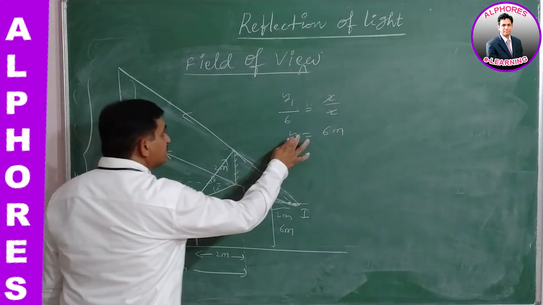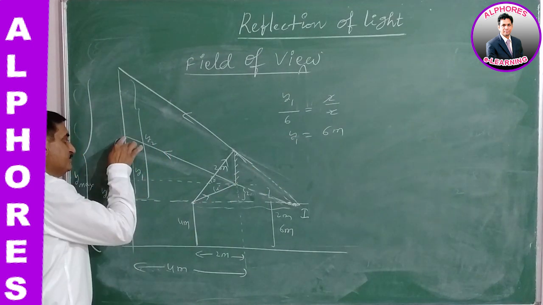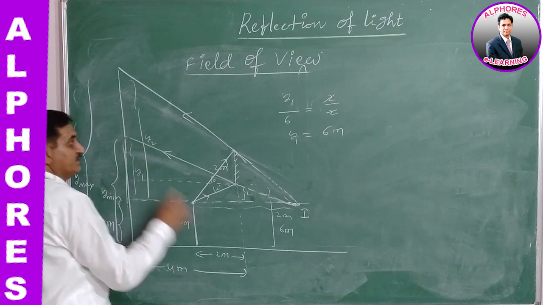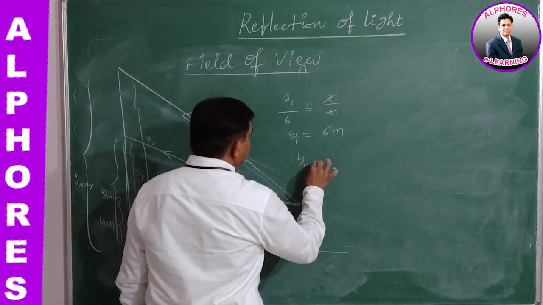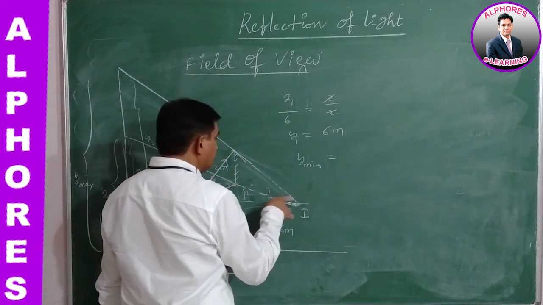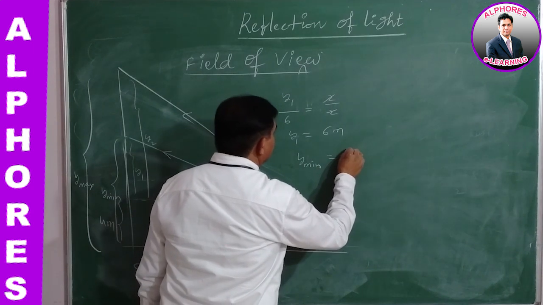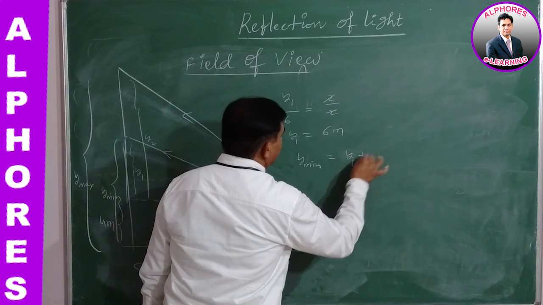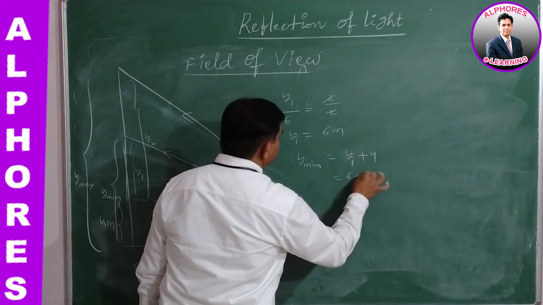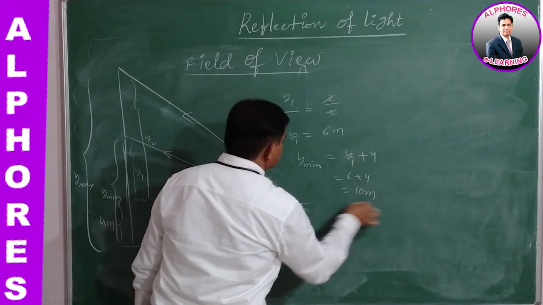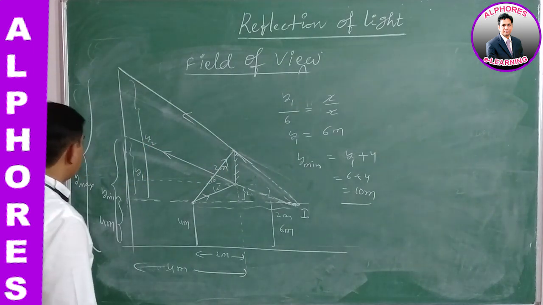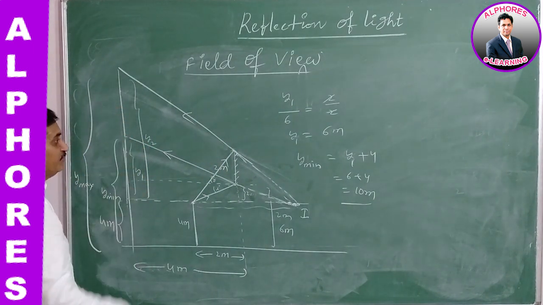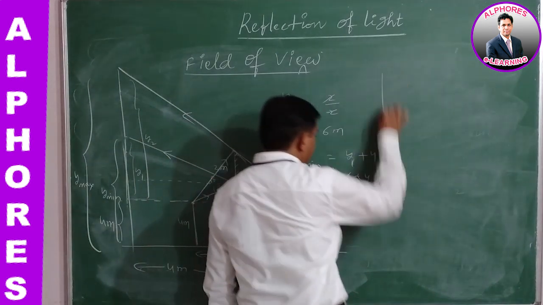And 6 meters from where? From here to here, 6 meters. And from the ground it is y minimum, the minimum height up to which you can see the image. y minimum is equal to y1 plus 4, which gives 6 plus 4, which is 10 meters. And one more point: the maximum height up to which you can see the image.